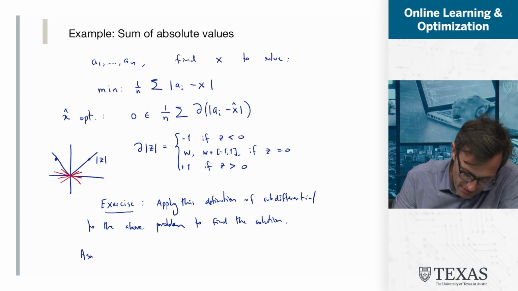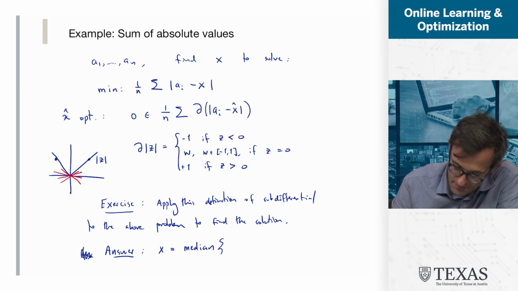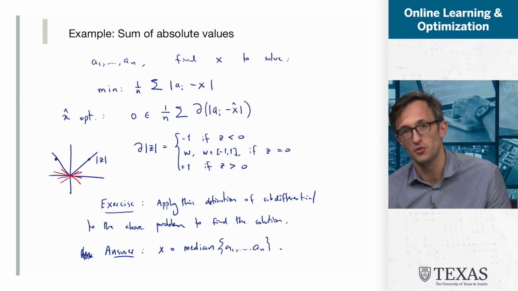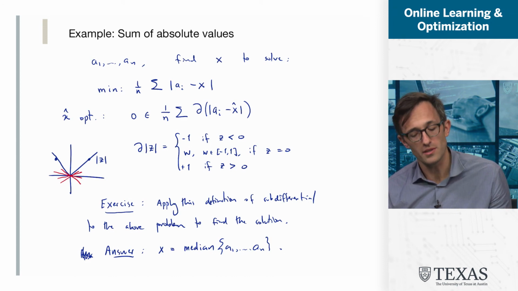And I'll just give you the answer. The solution is, you can pause it if you like, not the average, but the median of the a's. So all this tells us is that the same way that the mean has a characterization as the optimal solution that minimizes the sum of squares, the median also has a characterization in terms of convex optimization. It's the optimal solution that minimizes the sum of absolute values.